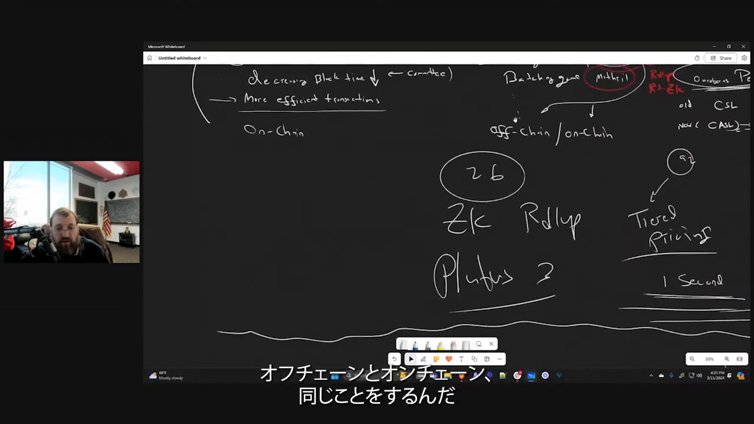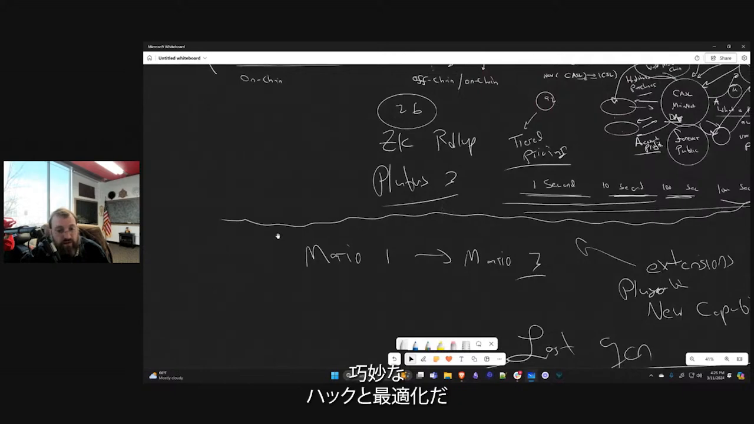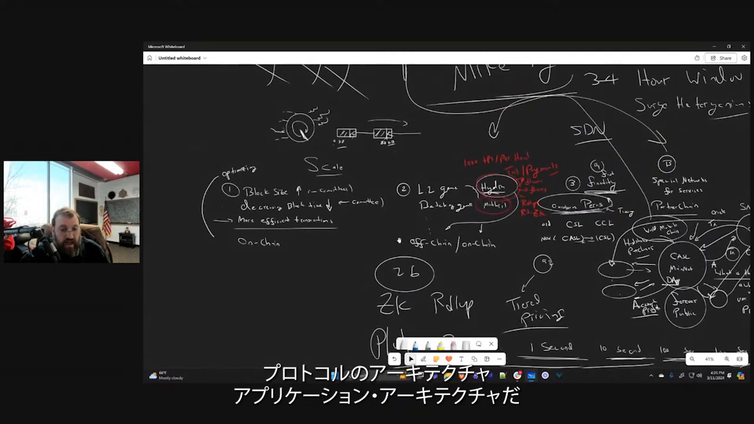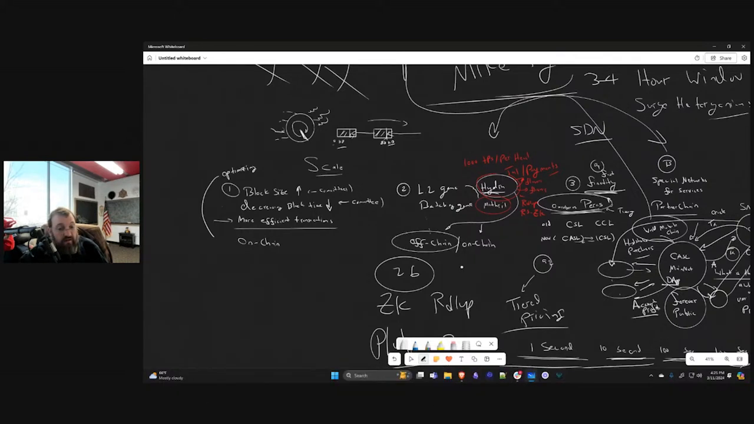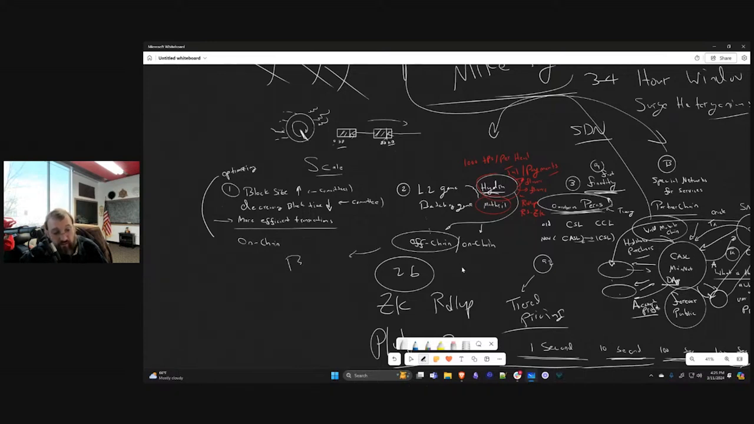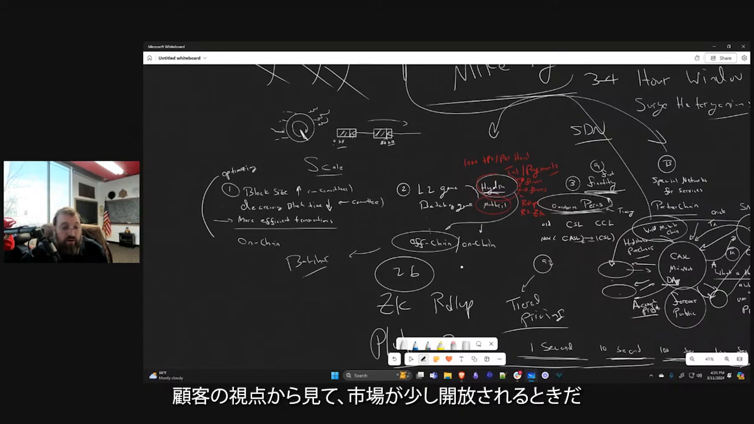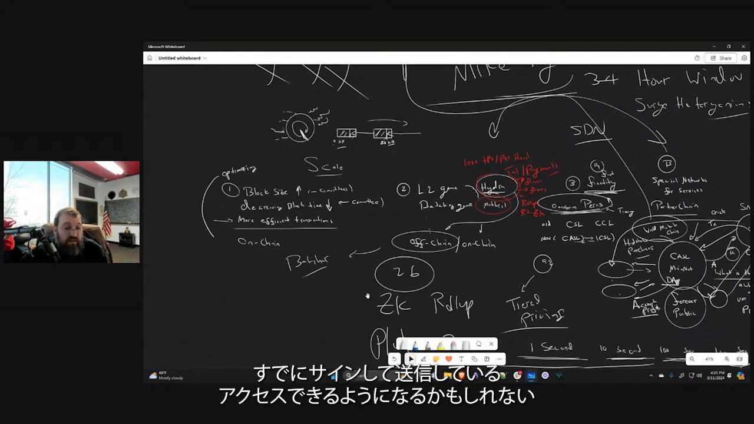Well, off-chain, on-chain, what you do is you do the same thing the Mario 1 to Mario 3 people did. You find clever hacks and optimizations in your protocol architecture, your application architecture. So maybe, for example, if somebody's submitting a transaction, they sign it. What you can do is you can just put it into an off-chain batcher. And it'll relay that when the markets open up a little bit. But from the customer's perspective, they've already signed and transmitted that.